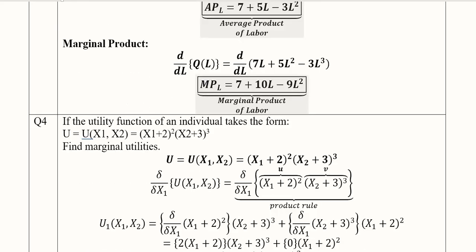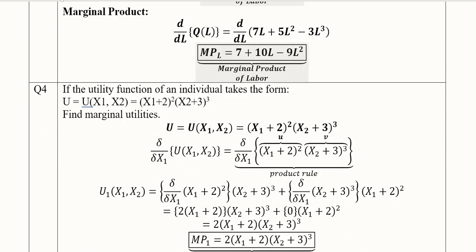Then we have this utility function, and we are required to find the marginal utilities of the individual goods. Here we have two goods, x1 and x2. So marginal utilities are to be found. Primarily we will do this differentiation with respect to x1, which is the first good, on both sides. And once we see here, there are two terms being multiplied, though both of them have different variables, that is x1 and x2.